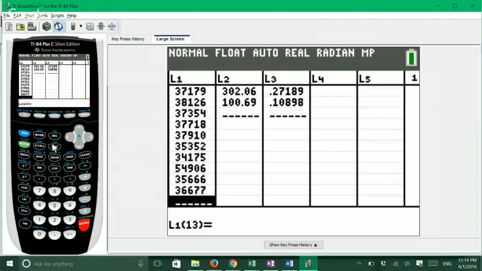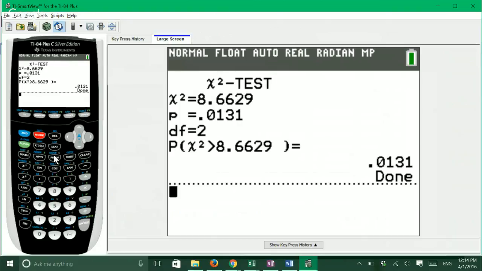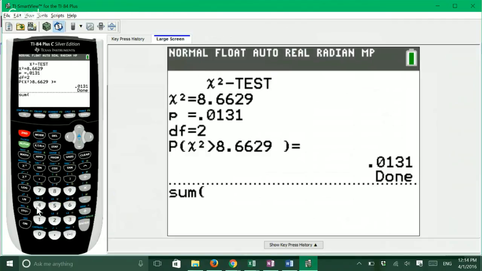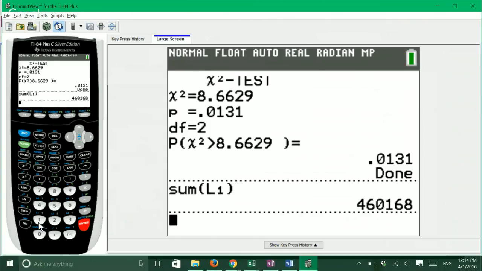Great. Okay, so we're under the assumption that the number of policyholders are supposed to be uniform for all of the astrological signs, right? So we're going to have to figure out how many people hold policies. If you remember, that's the sum command, which is under list math, number 5. We want to take a sum of list 1. That is that 460,000 number.